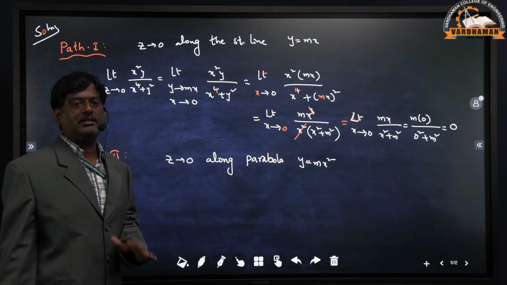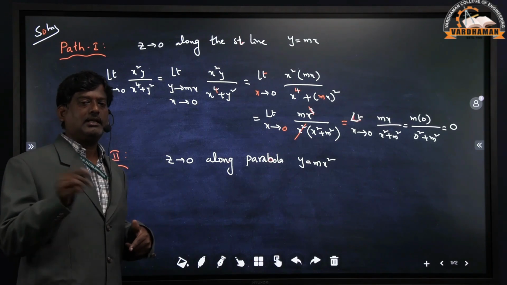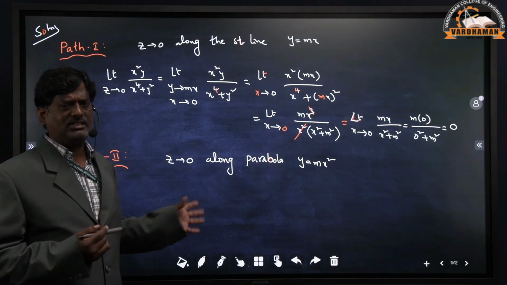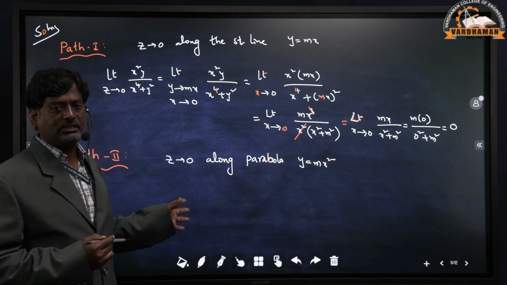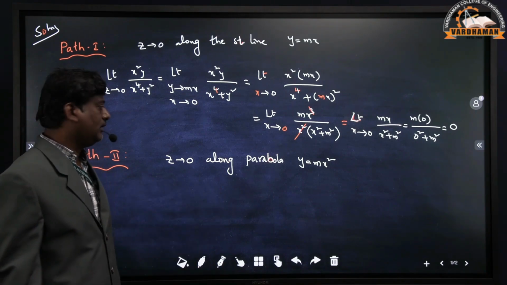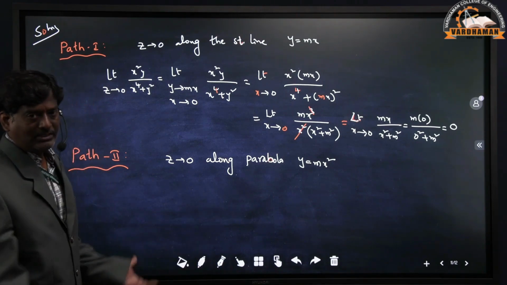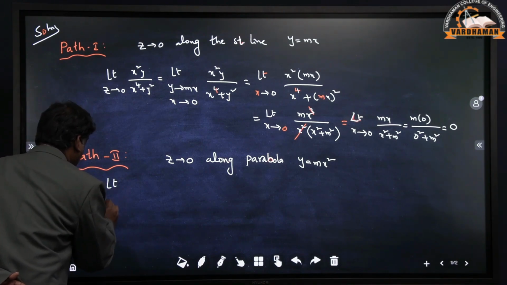That means, as already said, z approaches z naught in any direction, either a straight line or a curved path, whatever the path. I just want to test whether we get the same limit or not. I have taken a curved path, that is in the parabola form, y is equal to mx square. Now what is the value of the limit in this case? Now you have to identify the limit.